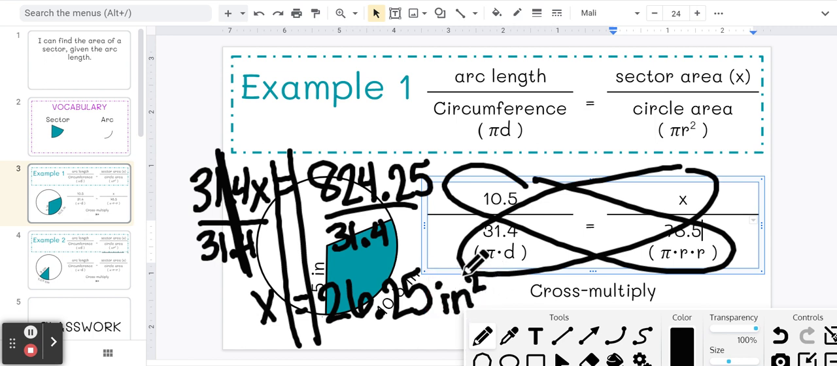For area, our units are always two-dimensional. All right, I'm going to stop this video here, and I'll do one more example in a separate video.